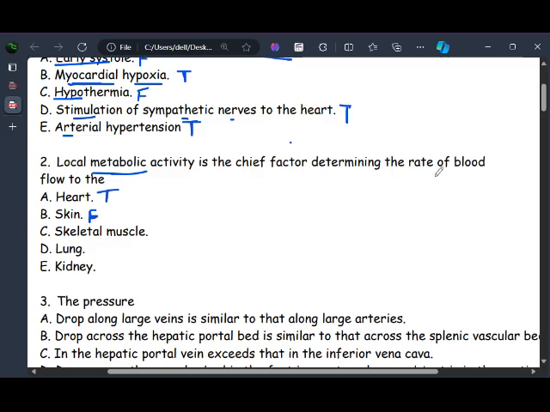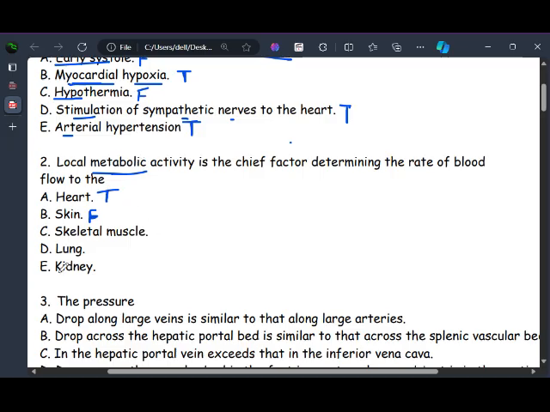So the rate of blood flow in the skin is rather controlled by temperature. If you need to release some heat, then vasodilation of skin vessels close to the skin occurs, and the heat is released that way. And if it's cold, of course, vasoconstriction. So the rate of blood flow in the skin is determined by a factor that is not metabolic.